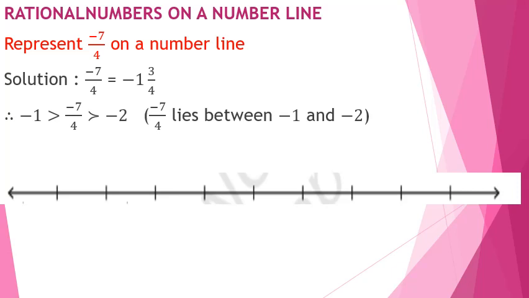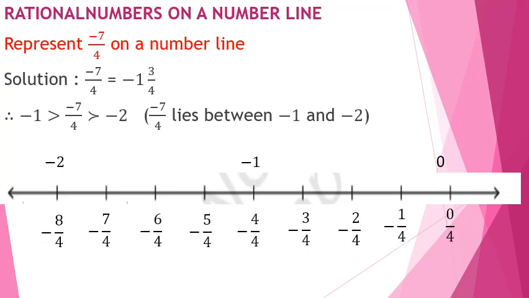So we keep the rational numbers with 4 as denominator. So we can mark the points as 0 upon 4, minus 1 upon 4, minus 2 upon 4, minus 3 upon 4, minus 4 upon 4, that represents minus 1, minus 5 upon 4, minus 6 upon 4, minus 7 upon 4, and minus 8 upon 4. That is equal to minus 2.